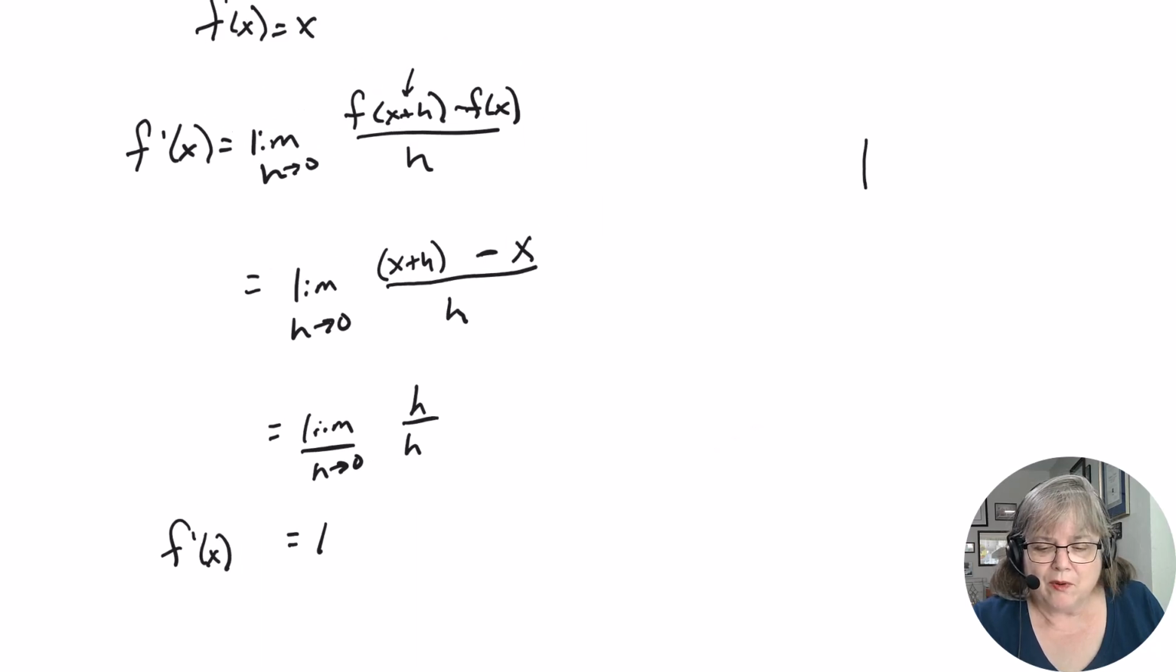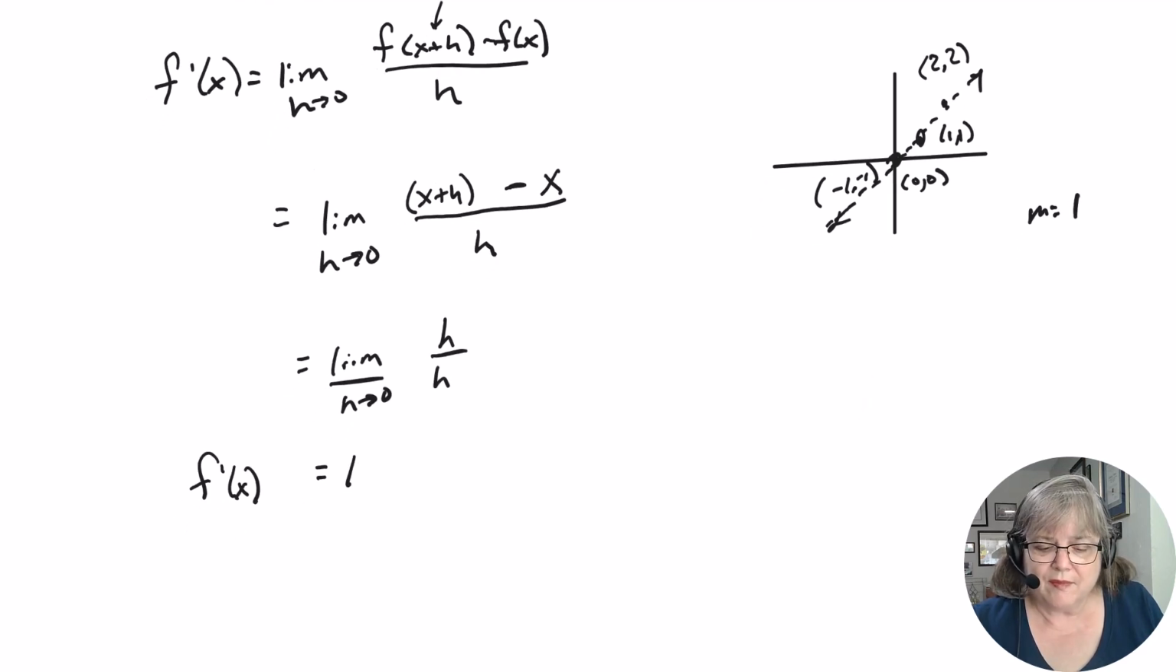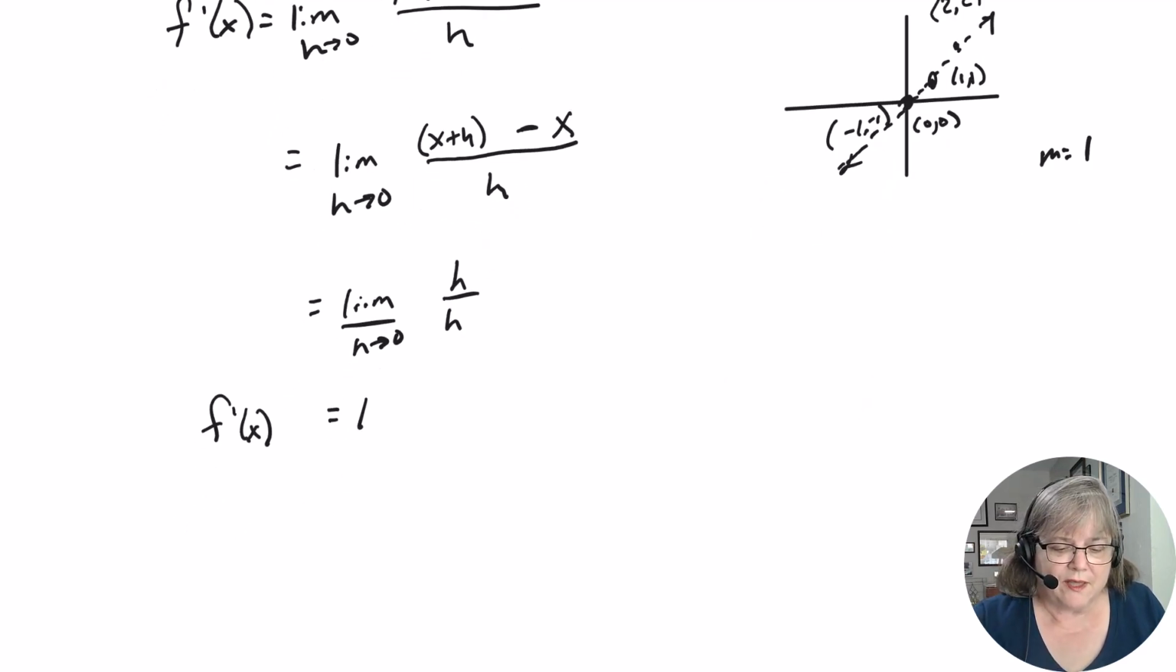And if you remember your graphing generalities, the y is equal to x line is actually a bisector of that quadrant. So this is 0, 0, 1, 1, 2, 2, negative 1, and so forth. And the slope of this is 1. So you can see how these are all fitting together.